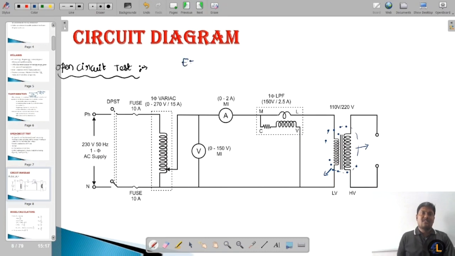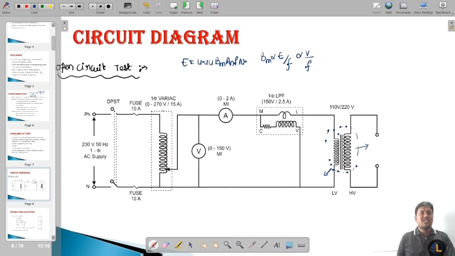So what is the EMF equation of a single phase transformer? E = 4.44 Bmax A f N. So Bmax is directly proportional to E divided by f, as the remaining are all constants once the design is over, and it is directly proportional to V divided by f.